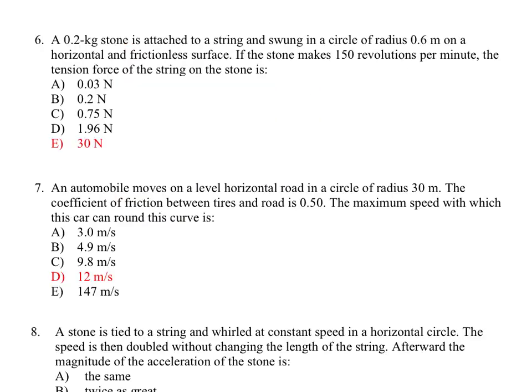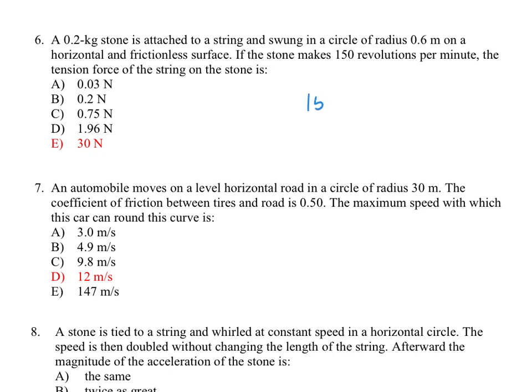Good question there. How about 6? 6, 3 people got wrong. How about 6? Anybody want me to go for 6? Yep. A 0.2 kilogram stone is attached to a string and swung in a circle of a radius of 0.6 meters on a horizontal and frictionless surface. I just had trouble finding T. Okay. 2.5. Okay, yeah. So the revolutions per minute part?